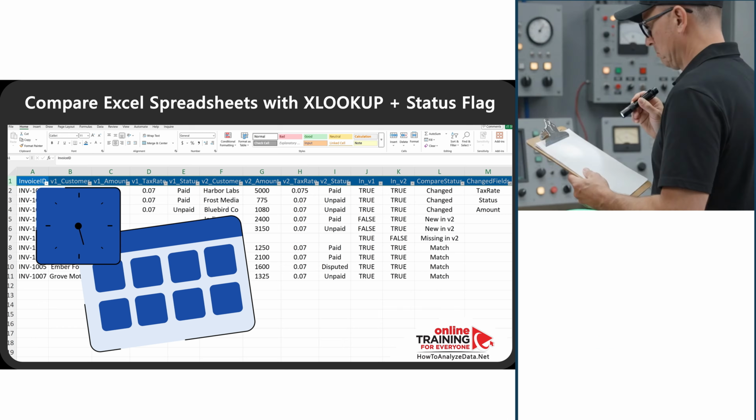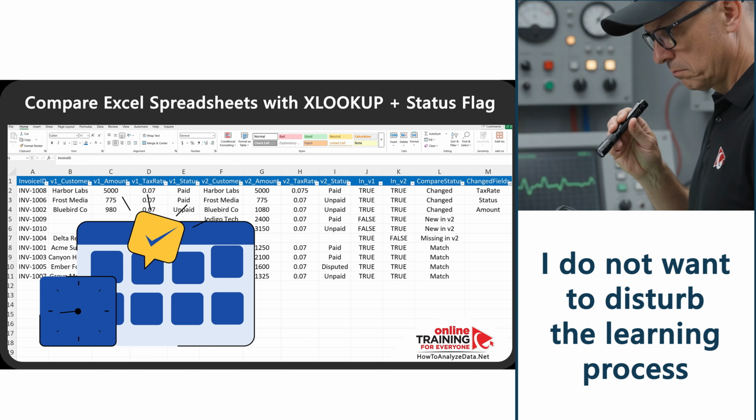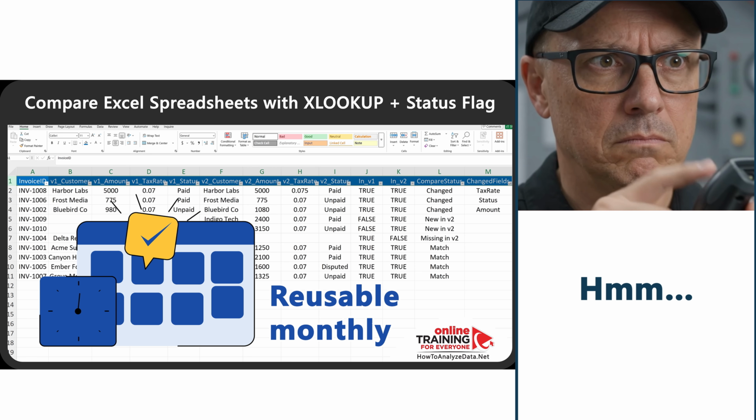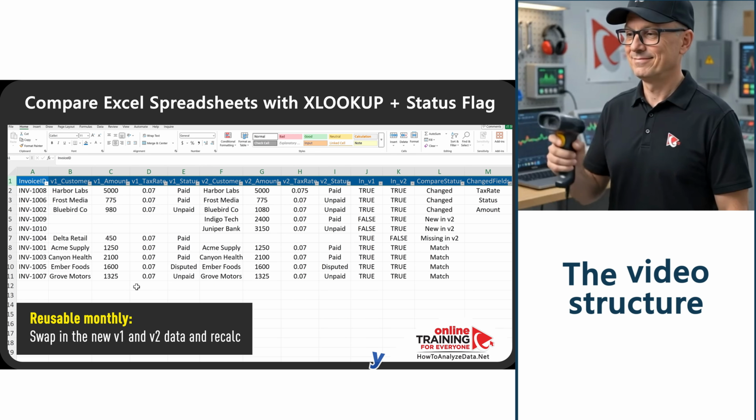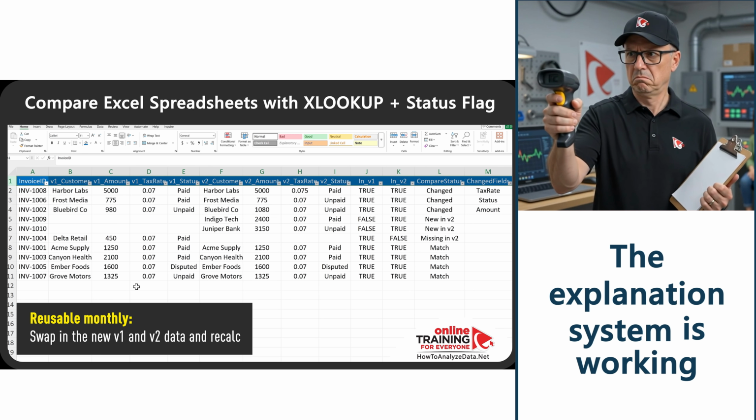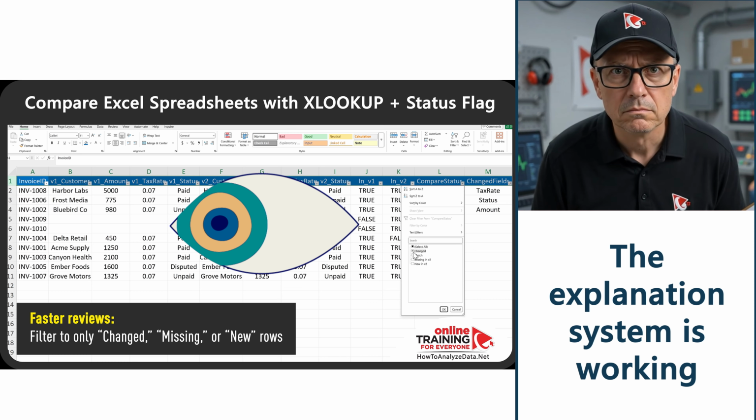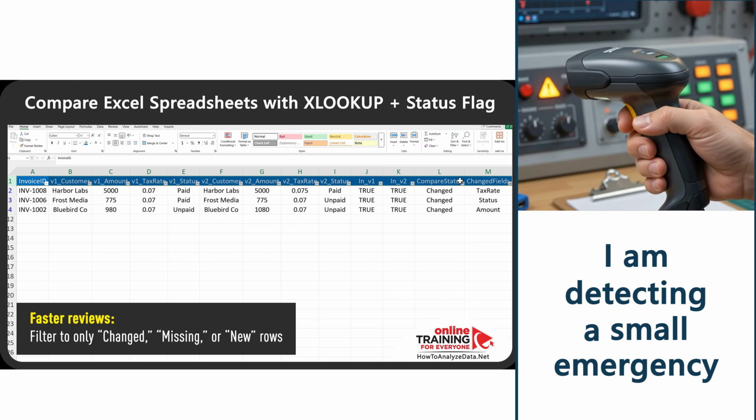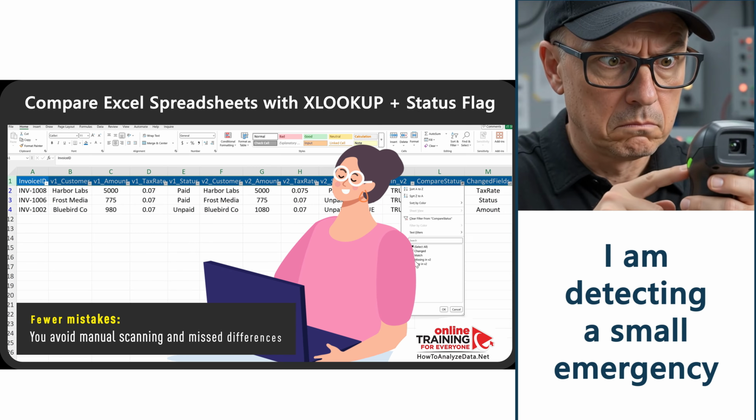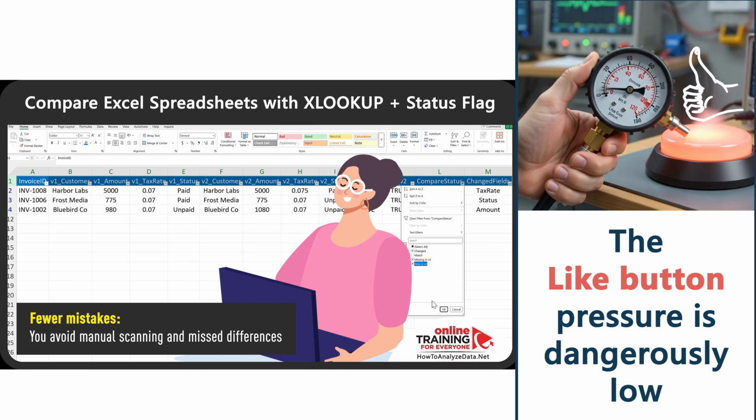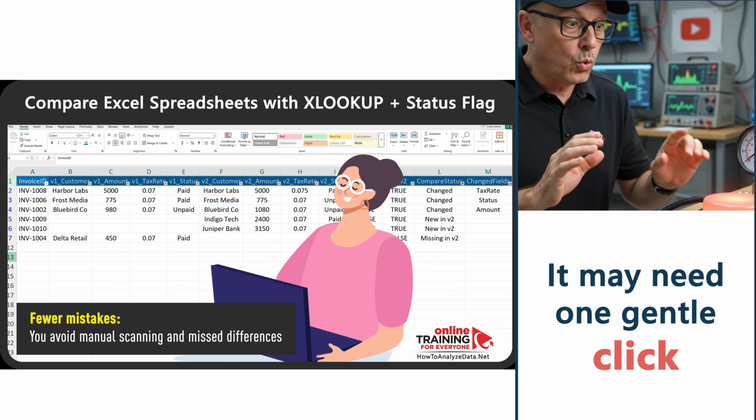I especially like this method for comparisons that you need to do regularly. For example, you can reuse it monthly. Just swap the new values in V1 and V2 and recalculate. You can do a very fast reviews. You can filter to only changed, missing, or new rows. And believe it or not, with this method, you'll have fewer mistakes. You will avoid manual scanning and missed differences.